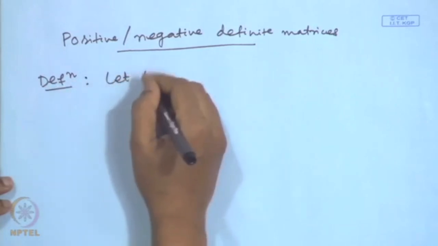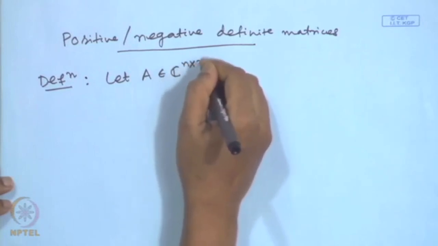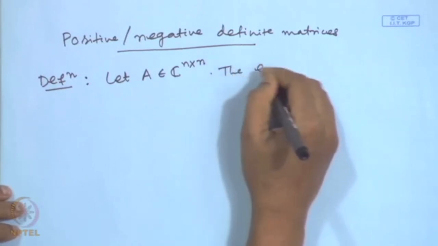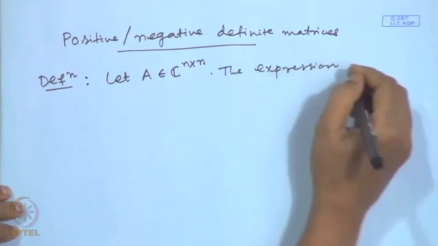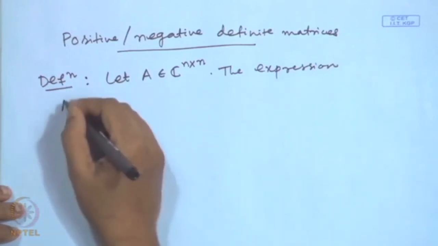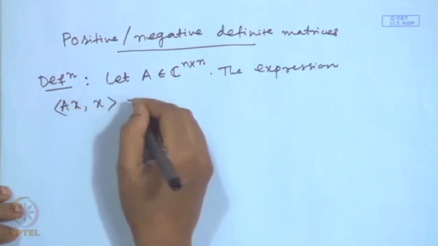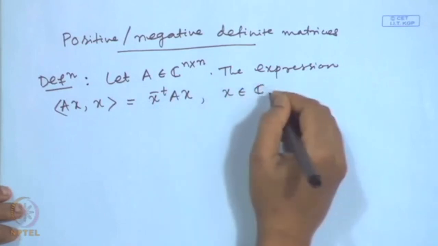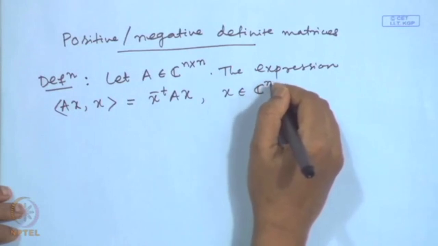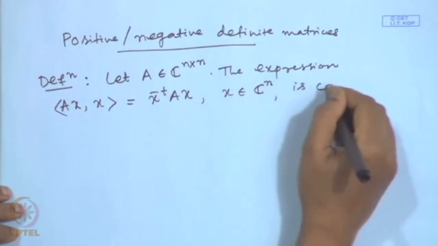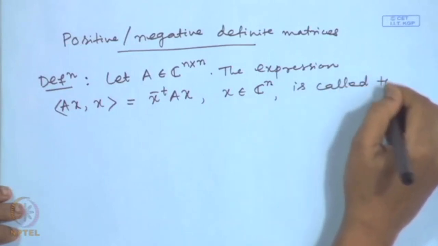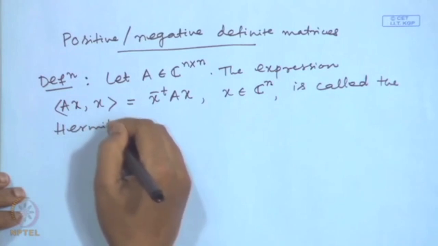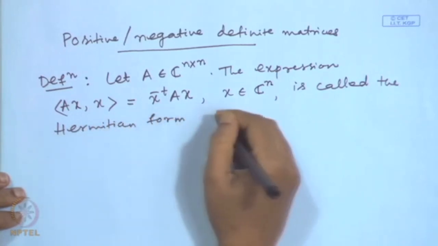Let A belong to C n cross n, that is, a matrix of size n with complex entries. Then the expression x conjugate transpose A x, for x belonging to C n, is called the Hermitian form associated with the matrix A.